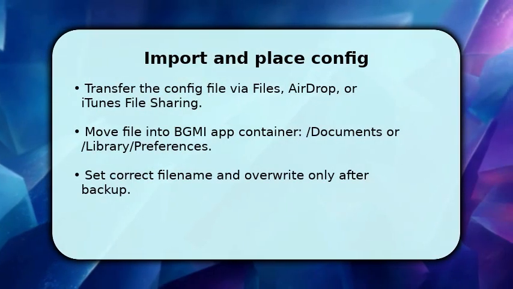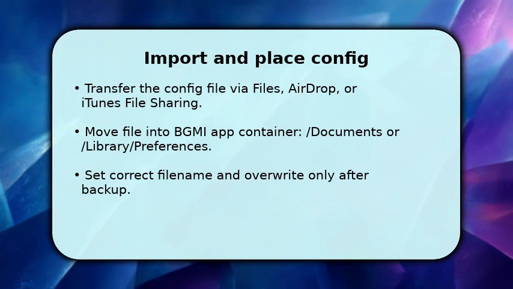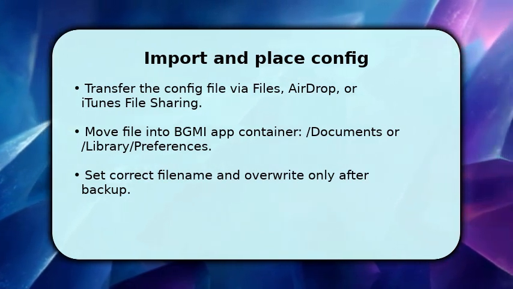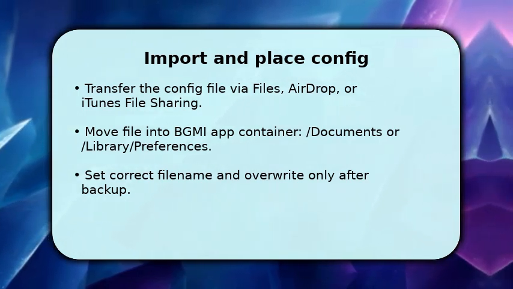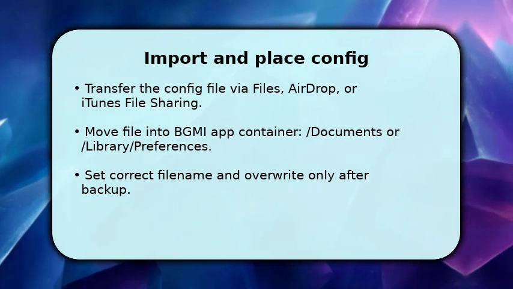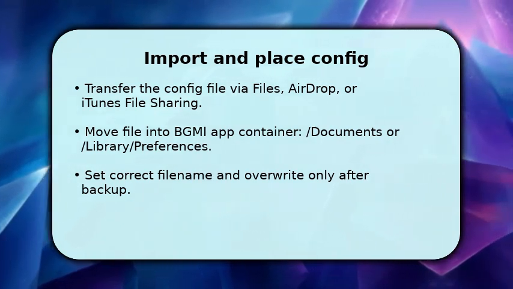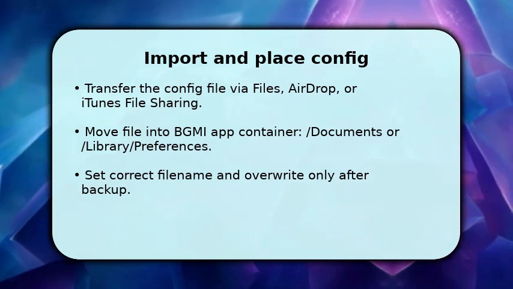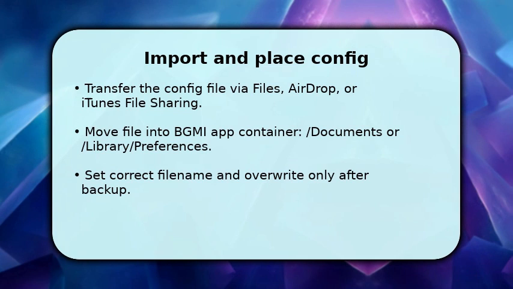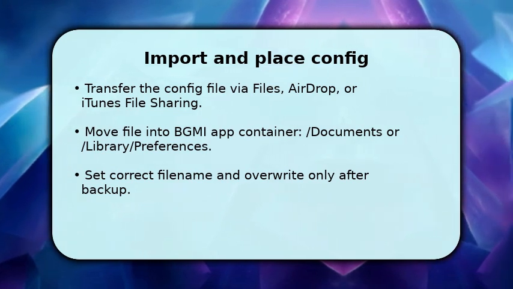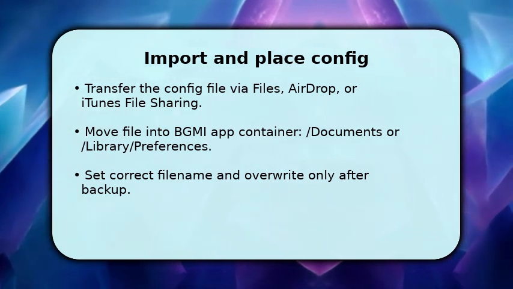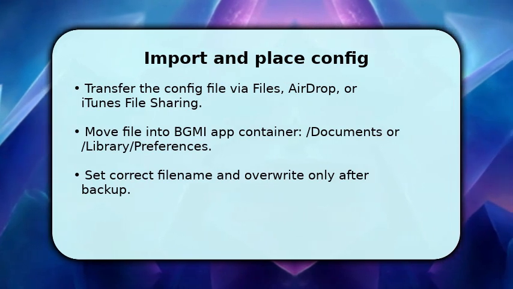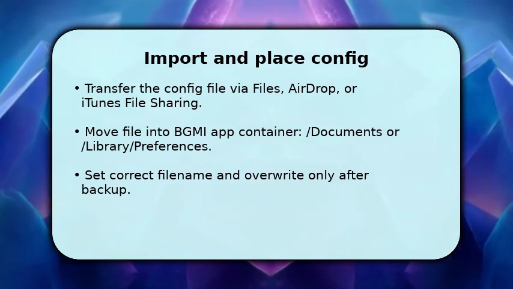You now transfer the config file from your computer or cloud using AirDrop, Files app, or iTunes file sharing so it appears on the device. Then, in your file manager, navigate to Bgmi app container, typically under Documents or Library/Preferences, and move the file into that exact folder, because wrong placement prevents loading. Make sure the file name matches the original config name and overwrite only after confirming.